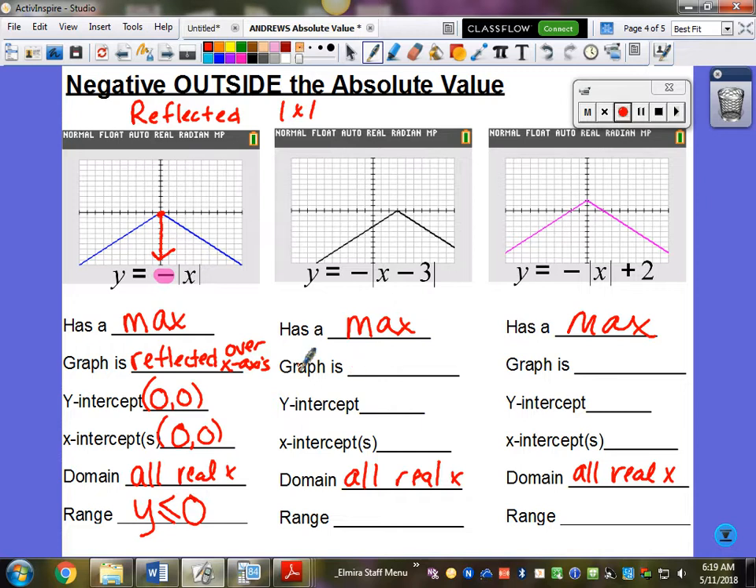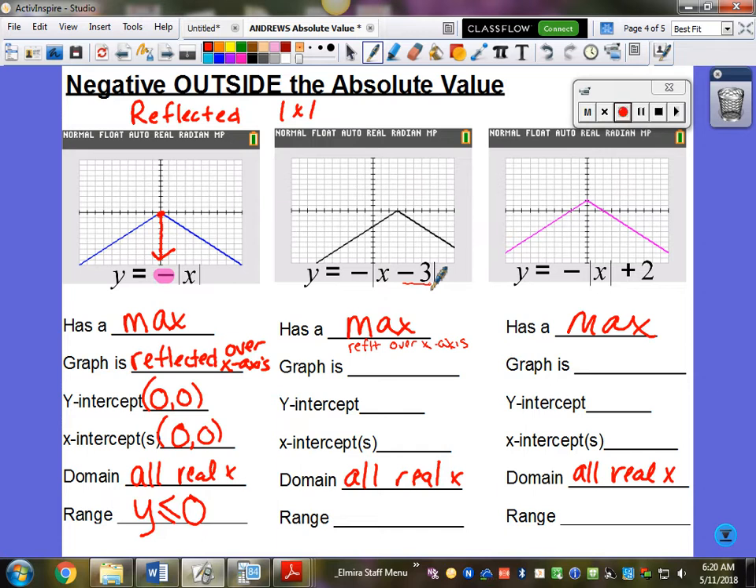For the middle graph, we're going to have to squish this in here. Reflect, I'm going to abbreviate, over x-axis. And we added another element. We have -3 inside the absolute value. Think, what does that mean? Right, left, up, down.